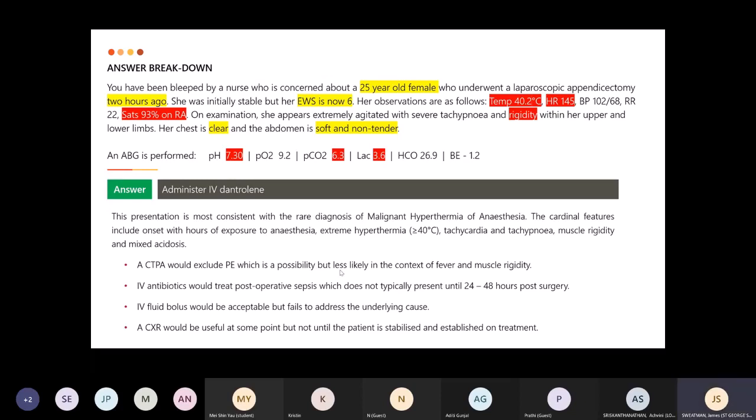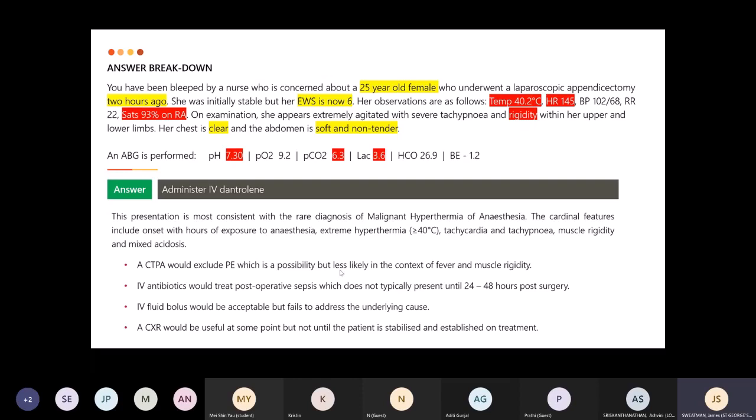So the answer is administer IV dantrolene because the presentation is malignant hyperthermia with anesthesia. As we said, the cardinal features: normally it happens immediately, but it can happen a couple of hours after you're exposed to an anesthetic, and it manifests with a kind of quad or pentad of extreme hyperthermia, tachycardia, tachypnea, muscle rigidity, and mixed acidosis. So you normally get a lactic and a respiratory acidosis.